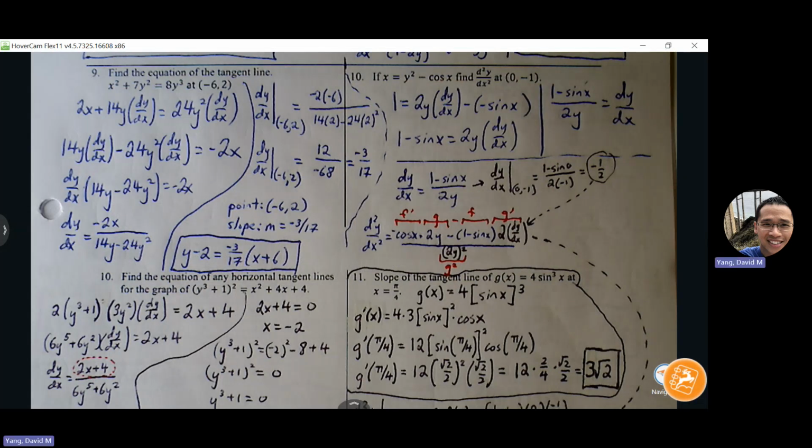Number 10, the reason why it's longer is because we have to find the second derivative at (0, -1). So you have to go through implicit twice to get to the second derivative, and then we have to plug in all the values to get to our second derivative value. So it's a little bit longer to go through that process.